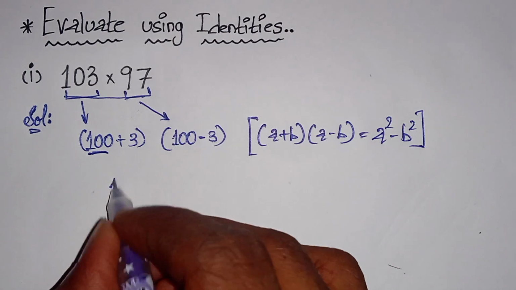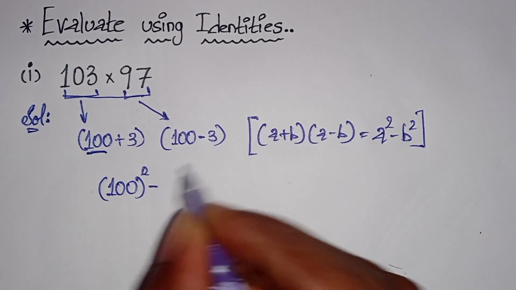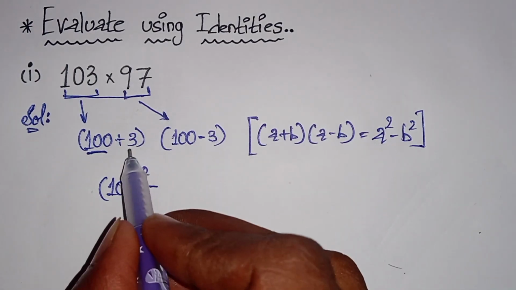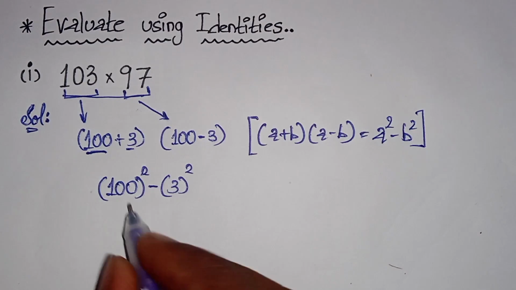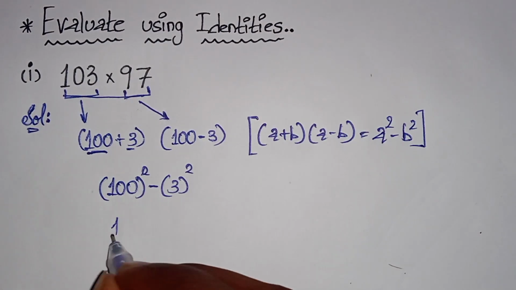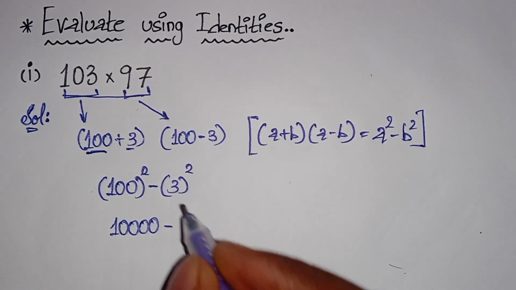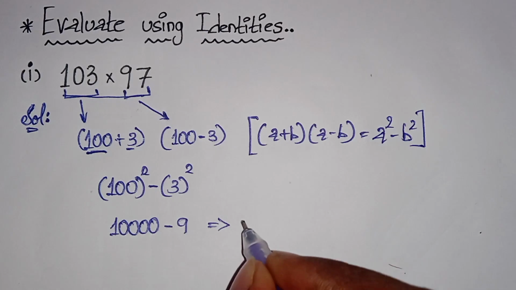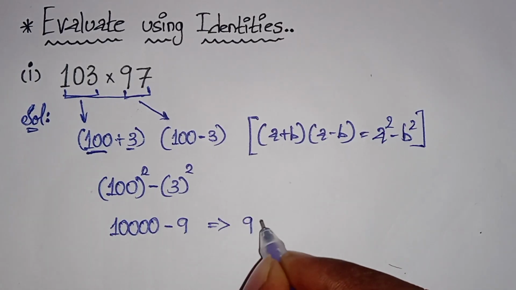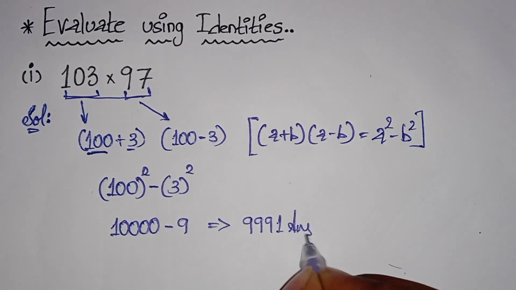Now we have to substitute 100 and 3 in the places of a and b. So a is 100, so 100 square, because here it's a square, minus b square, and in the place of b we take 3, so 3 square. Now 100 square minus 3 square. 100 square is nothing but 10000, and 3 square is nothing but 9. So 10,000 minus 9 is nothing but 9,991. So this is our answer, hence solved.